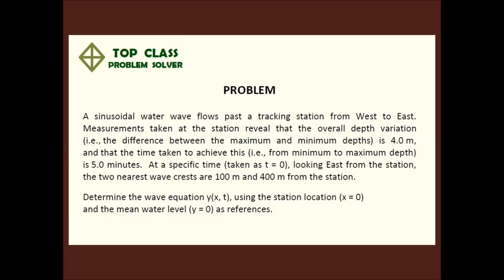A sinusoidal water wave flows past a tracking station from west to east. Measurements taken at the station reveal that the overall depth variation, that is the difference between the maximum and minimum depths, is 4.0 meters, and that the time taken to achieve this, that is from minimum to maximum depth, is 5.0 minutes. At a specific time, taken as t equals 0, looking east from the station, the two nearest wave crests are 100 meters and 400 meters from the station.